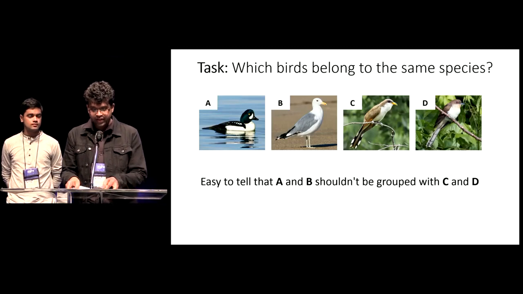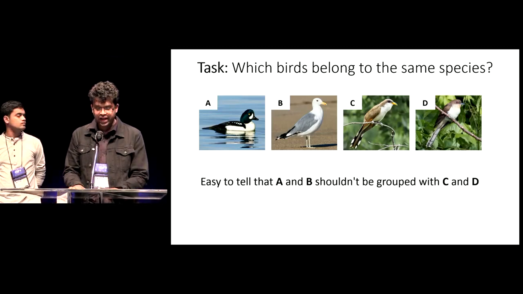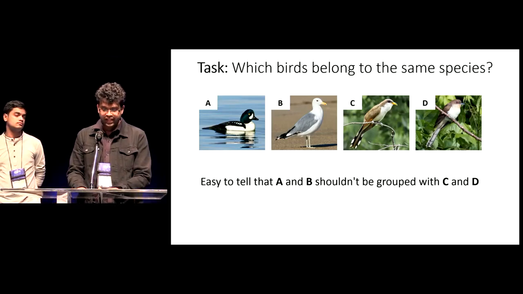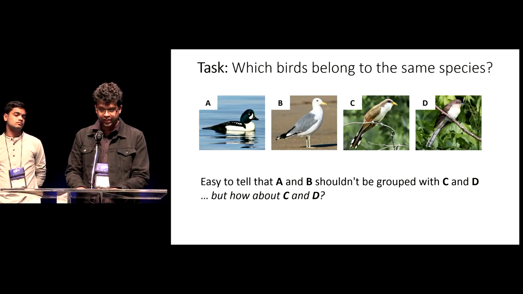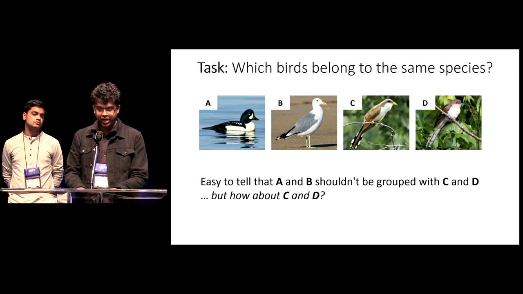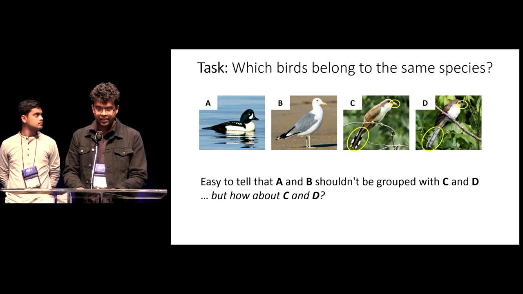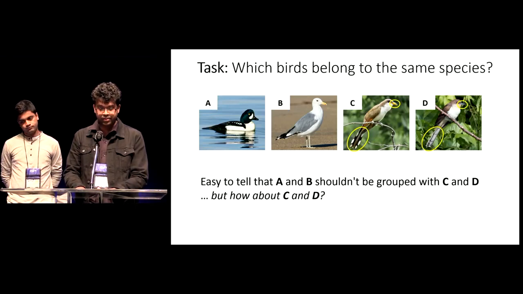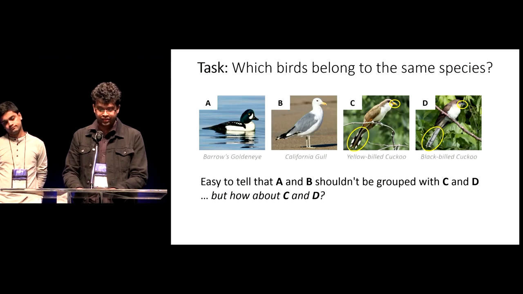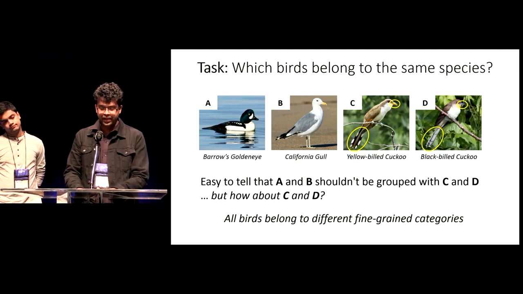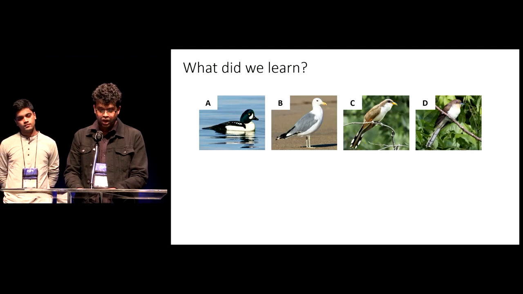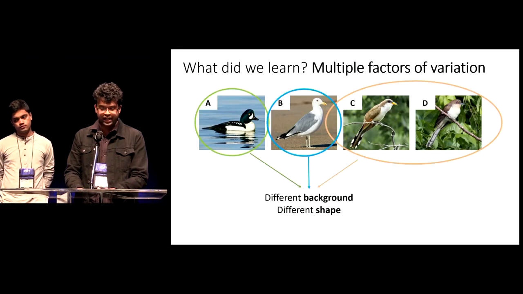Consider the task of identifying which of these birds belong to the same fine-grained category. It's easy to tell that A and B should not be grouped together with C or D because of their different shape and background. But how about C and D? Their background, shape, as well as rough textures are similar. But if we look closely, we find C and D differ in beak color and tail texture. So all four birds belong to different fine-grained categories.